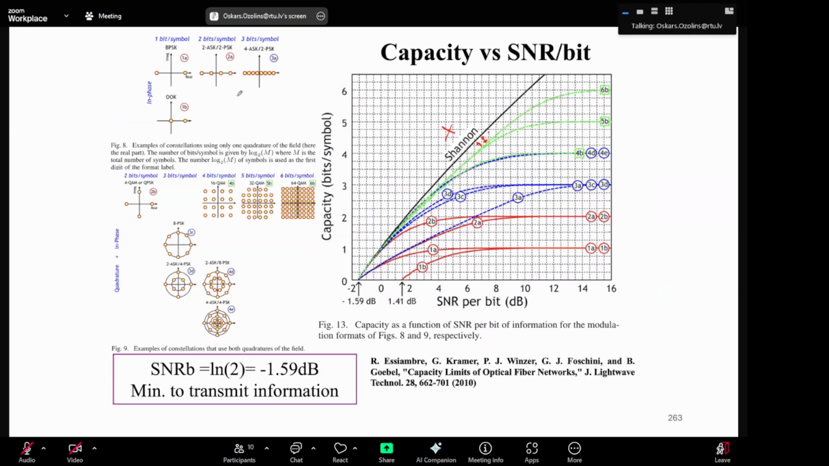Okay, here are again constellation diagrams, different types.